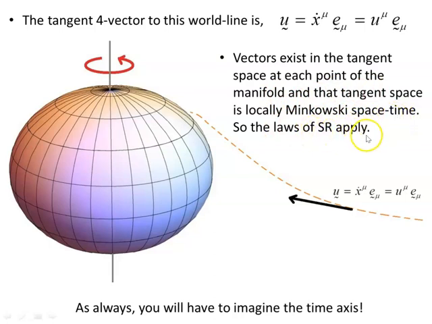So the laws of special relativity apply at each and every point. There's a separate, unique tangent space at each and every point on the space-time manifold, wherever the geodesics are that we're talking about. So these vectors exist in a tangent space, and at that point, and for a small region around that point, the laws of special relativity apply. These diagrams are a visual aid. I can't show the time axis, obviously, so you just have to imagine it.